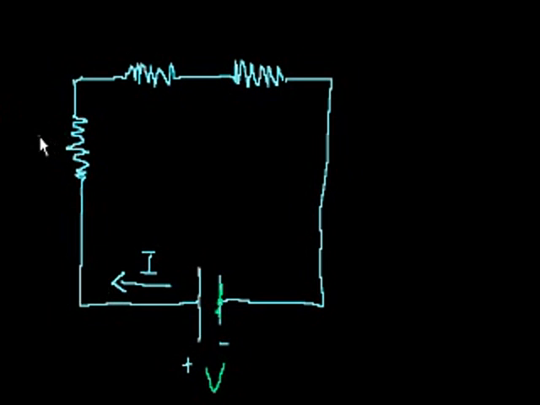Well, actually, let me label everything. So let's call this R1. Let's call this R2. Let's call this R3. Now, the first thing I want you to realize is that between elements, the voltage is always constant. And why is that? Well, we assume that this is a perfect conductor.